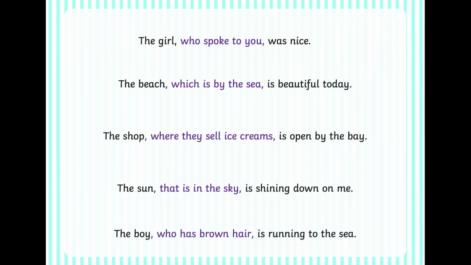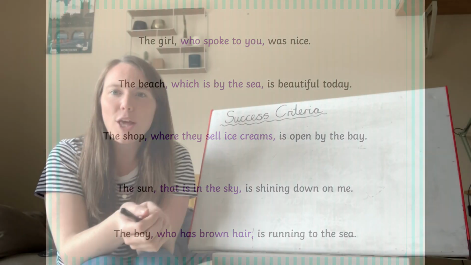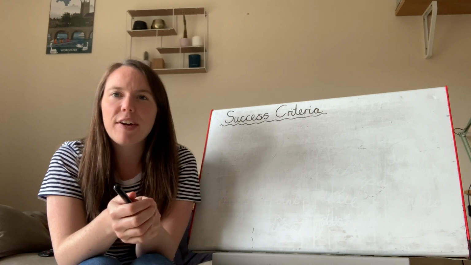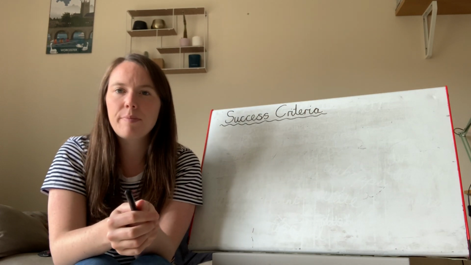Take a look at Max and Harvey's sentences again, with the relative clauses. What do you think the success criteria and steps to success would be for writing a sentence including a relative clause? Pause the video now and have a little think, and we'll come back together and write our success criteria together. So, let's put together our success criteria for creating relative clause sentences.